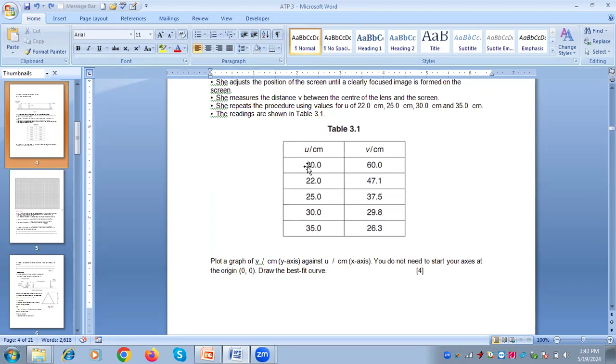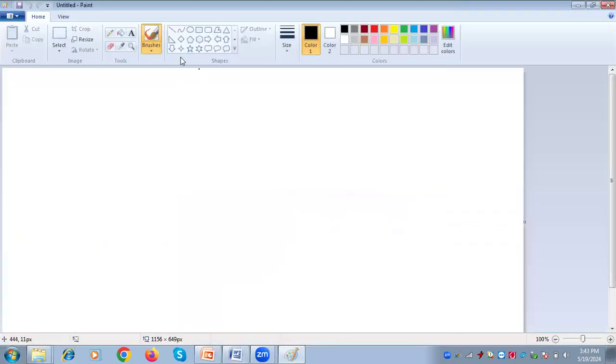So the maximum value for u is 35 and the minimum is 20. It means you can start your x-axis from 20. And in the same way, the minimum value for image distance here is 26.3 and the maximum is 60. So you have to take the scale in such a way that the 5 blocks, suppose you are taking 5 small blocks for certain readings, should remain the same throughout.